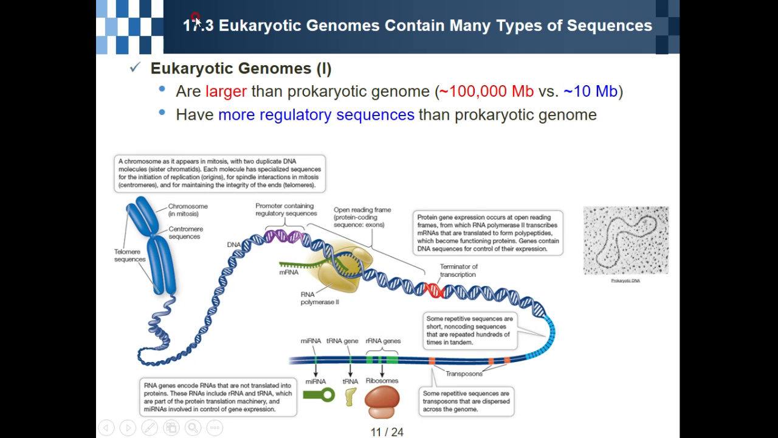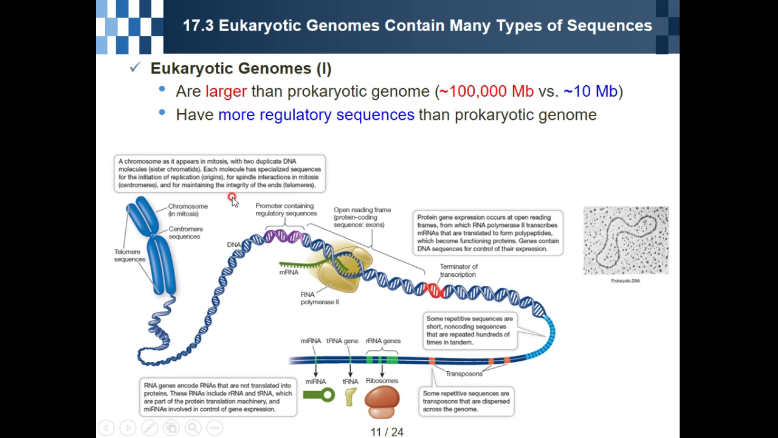Now we will go to the third subject, eukaryotic genome. Usually our human belongs to the eukaryote. Our eukaryotic genome contains many types of sequence. This is an example of a eukaryotic genome.